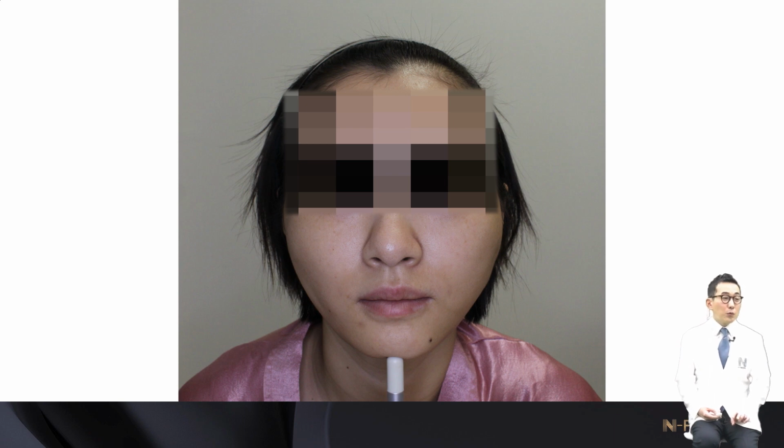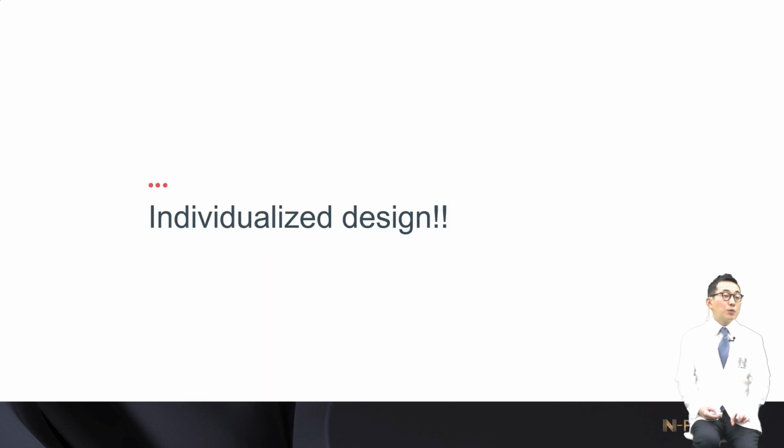If using a long thread, I should have a different design so that the thread works primarily on the lower face. In other words, the individualized design is essential. This is not just in case of bidirectional, but in all cases. But if we use bidirectional cogs thread, we have to have a more individualized design.